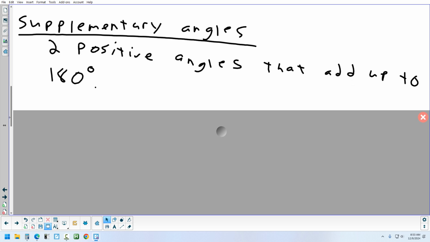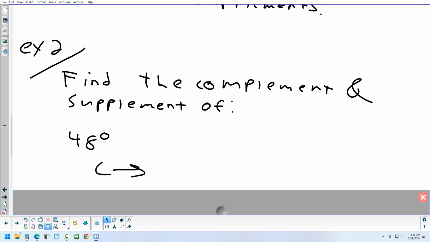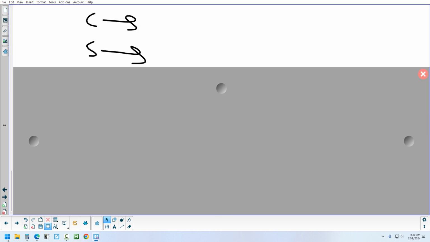What did we say about negative angles? Like if I asked you to find the complement or the supplement of a negative angle? It doesn't exist. Negative angles do not have complements or supplements. Okay, so we practiced some of those.